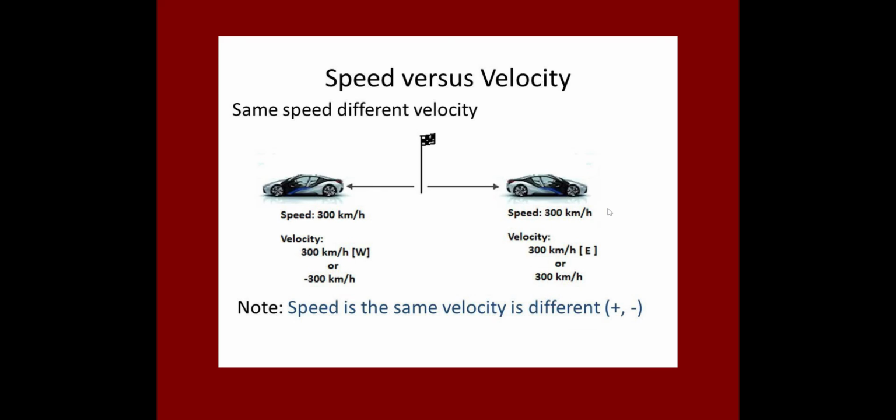However, you notice that the one that is moving to the negative or the left has a velocity of negative 300 kilometers per hour, whereas the vehicle that's moving to the right or to the positive direction has a velocity of positive 300 kilometers per hour.